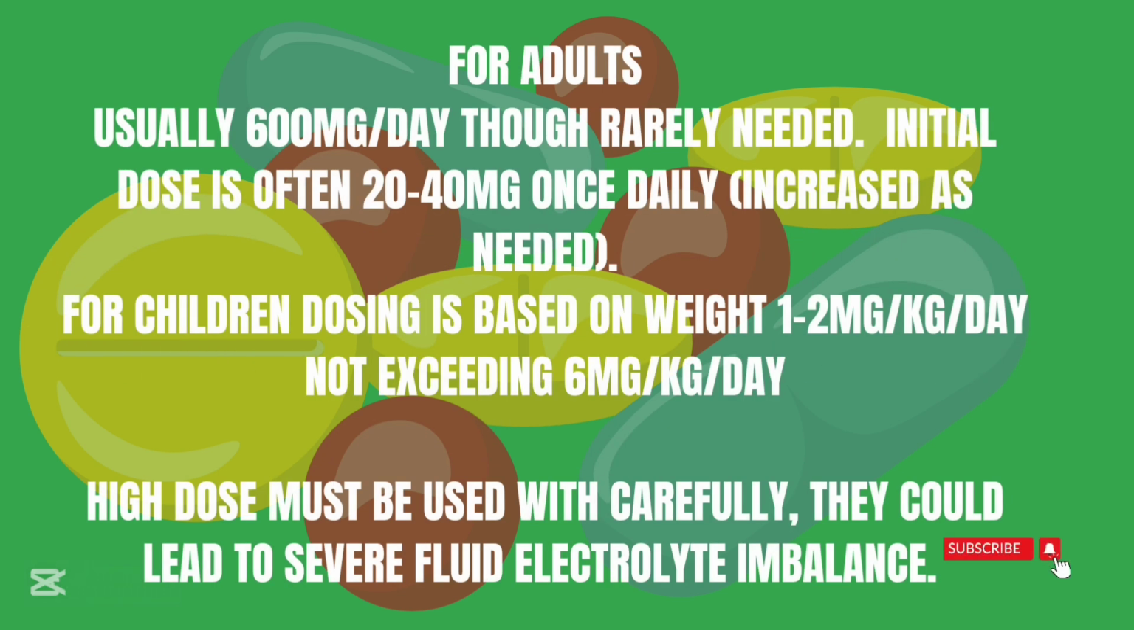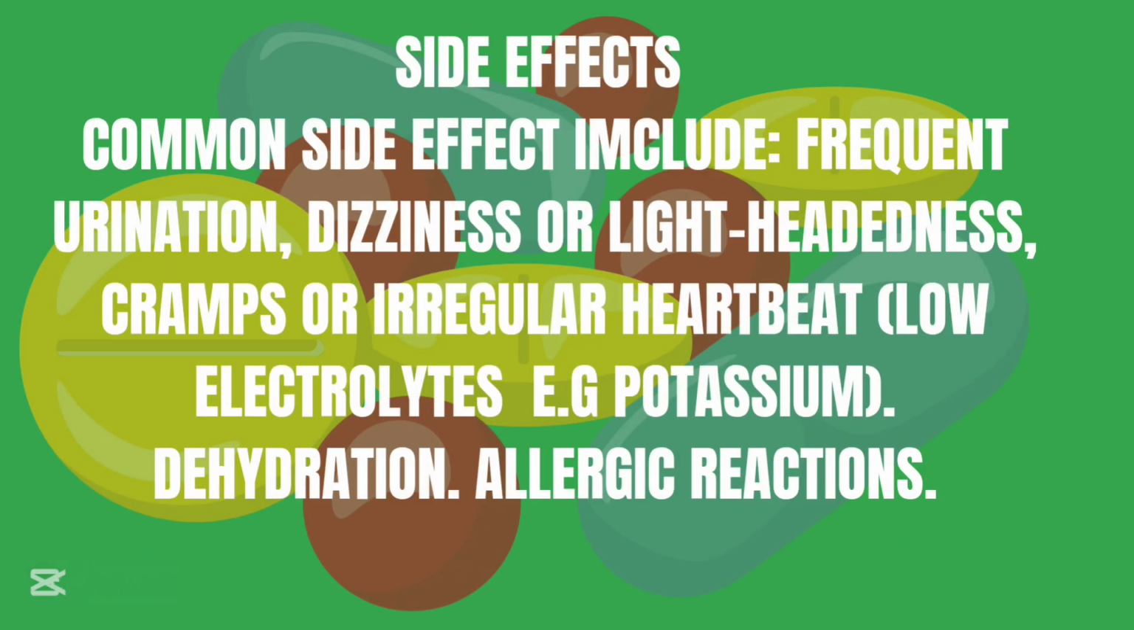So for adults, the dosage is usually up to 600 milligram per day, though it is rarely needed. The initial dose is often 20 to 40 milligram once daily, which is increased by the pharmacist or the doctor as needed. For children, the dosing is based on weight, which is 1 to 2 milligram per kg per day, not exceeding 6 milligram per kg per day. High dose must be used carefully because it could lead to severe fluid retention and electrolyte imbalance.